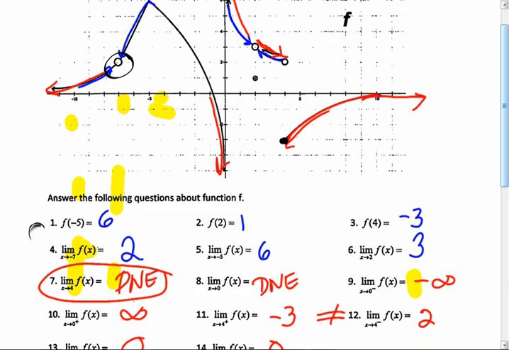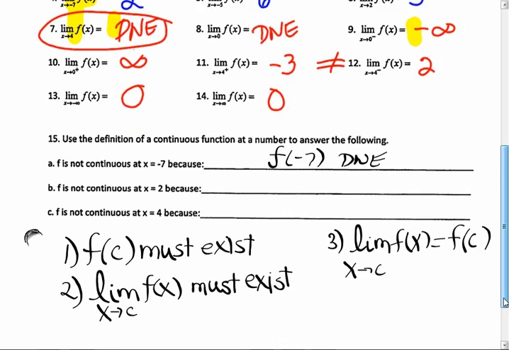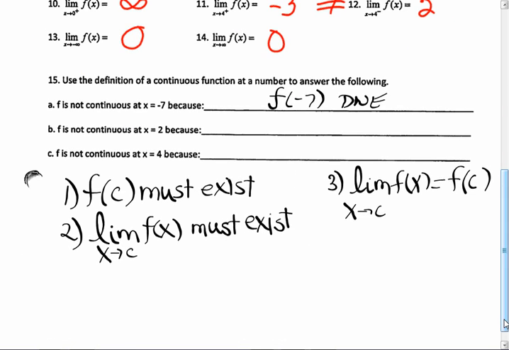Okay, why is it not continuous here? Does the limit exist? Yes. Does the function exist? Yes. But it's still not continuous because the limit doesn't equal the function. Now, I could do little Quizlet flashcards on this, but I've got so much to do. You got to know these.